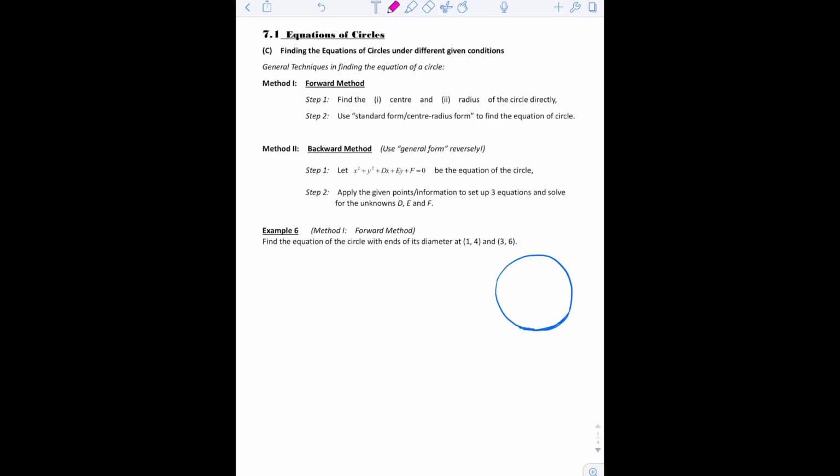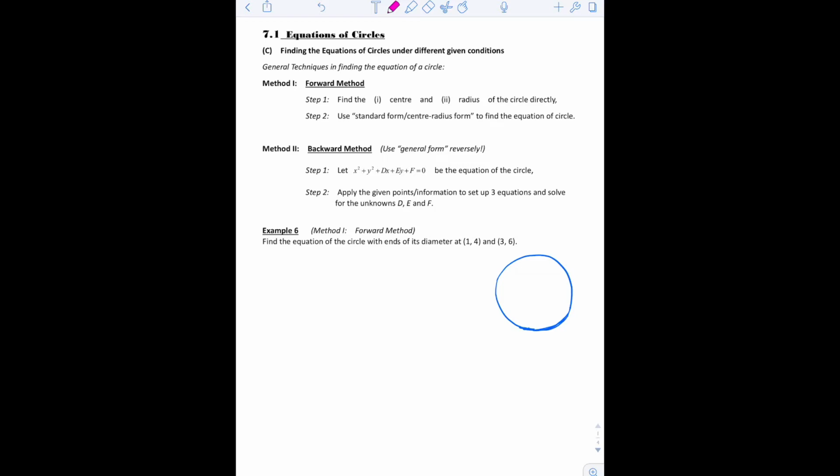Section 7.1c. In this section, we will learn how to find the equations of a circle with different given conditions. Here, there are two methods to find the equations of a circle. Actually, these skills involve what we have learned in the previous two sections, which is to find the equations in standard form or to express the equations of a circle in general form.